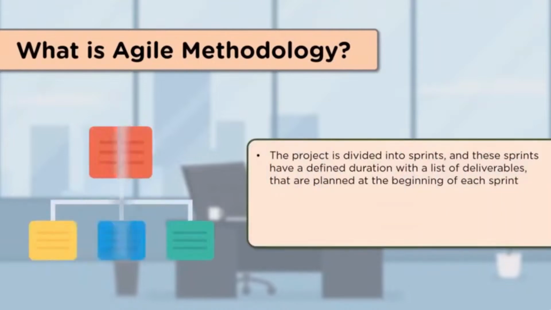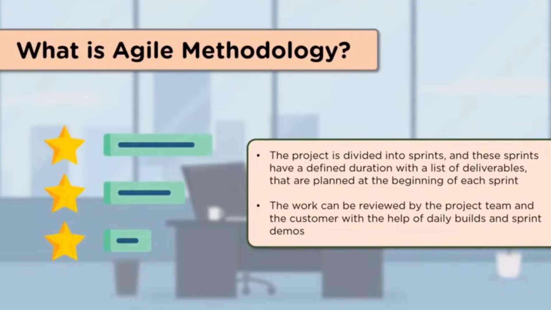In Agile, the tasks are divided into small time frames to deliver specific features for a release. These divisions are known as sprints, and these sprints have their own set of deliverables which are decided at the beginning of each sprint. The work can be reviewed by the project team and the customer with the help of daily builds and sprint demos. Demo working software is considered to be the best means of communication with the customers to understand their requirements and not just depending on documentation.